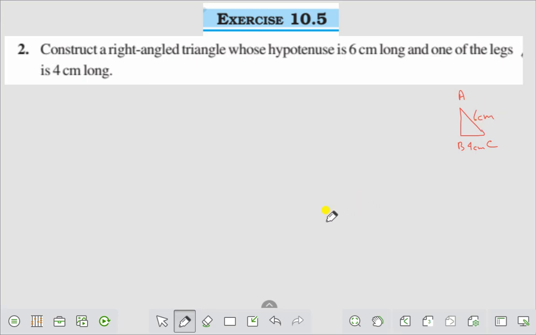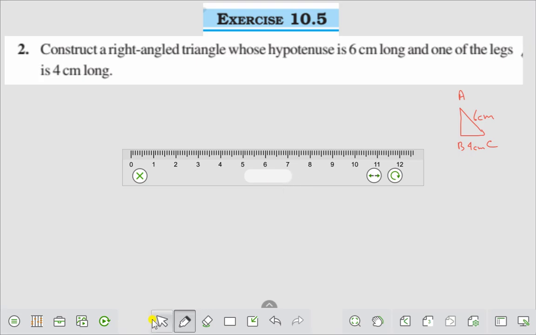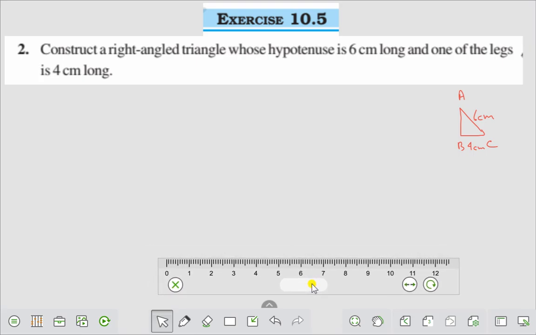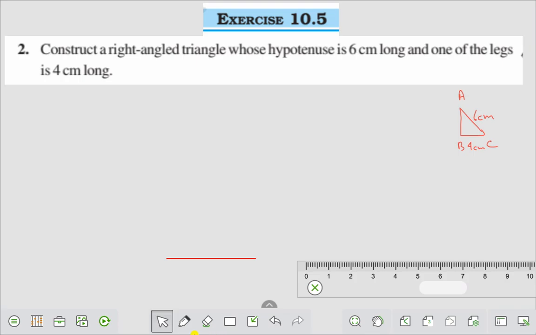Right, now we draw this triangle. First of all, take a ruler, and with the help of this ruler make a side 4 centimeter long. Suppose this is the ruler and you're taking a line exactly 4 centimeter long. Let us name this side BC, and this is 4 centimeter long.